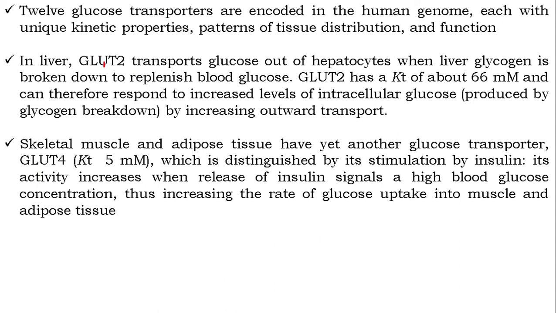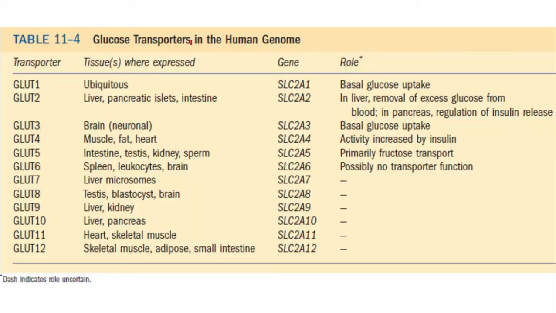12 types of glucose transporters are there in the human genome. Each of them has unique kinetic properties, unique kT values, etc. And they are distributed in different tissues. And these tissues are often involved in different functions as well. Let us see a chart.